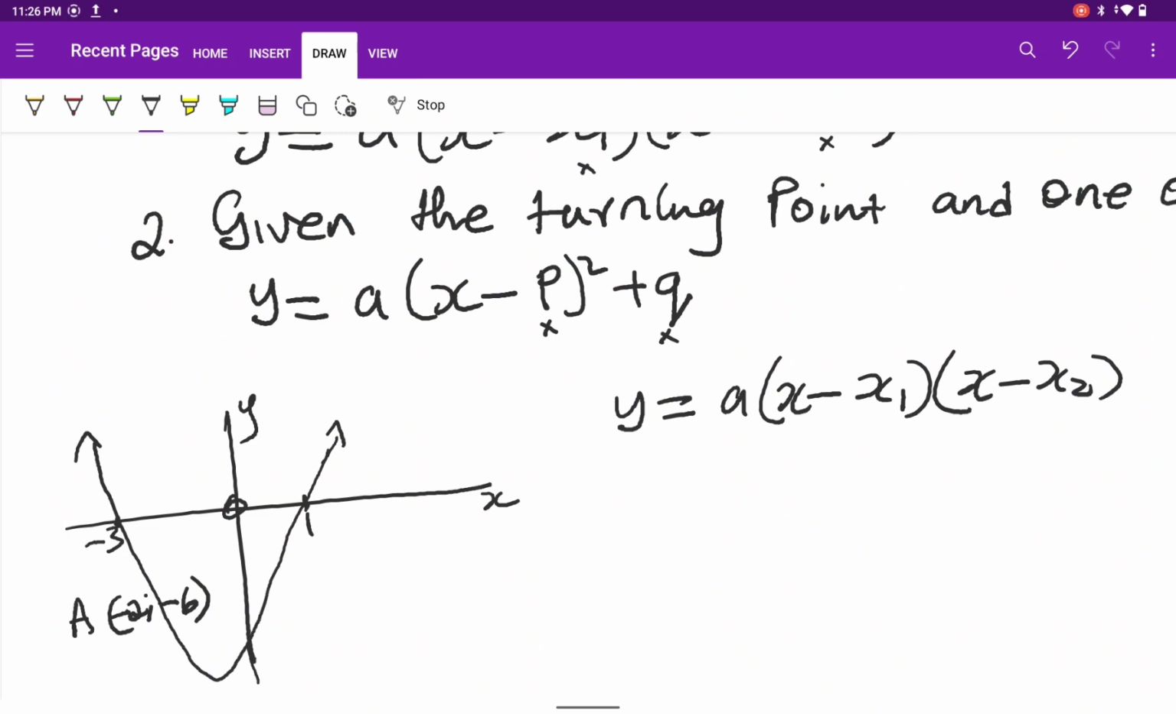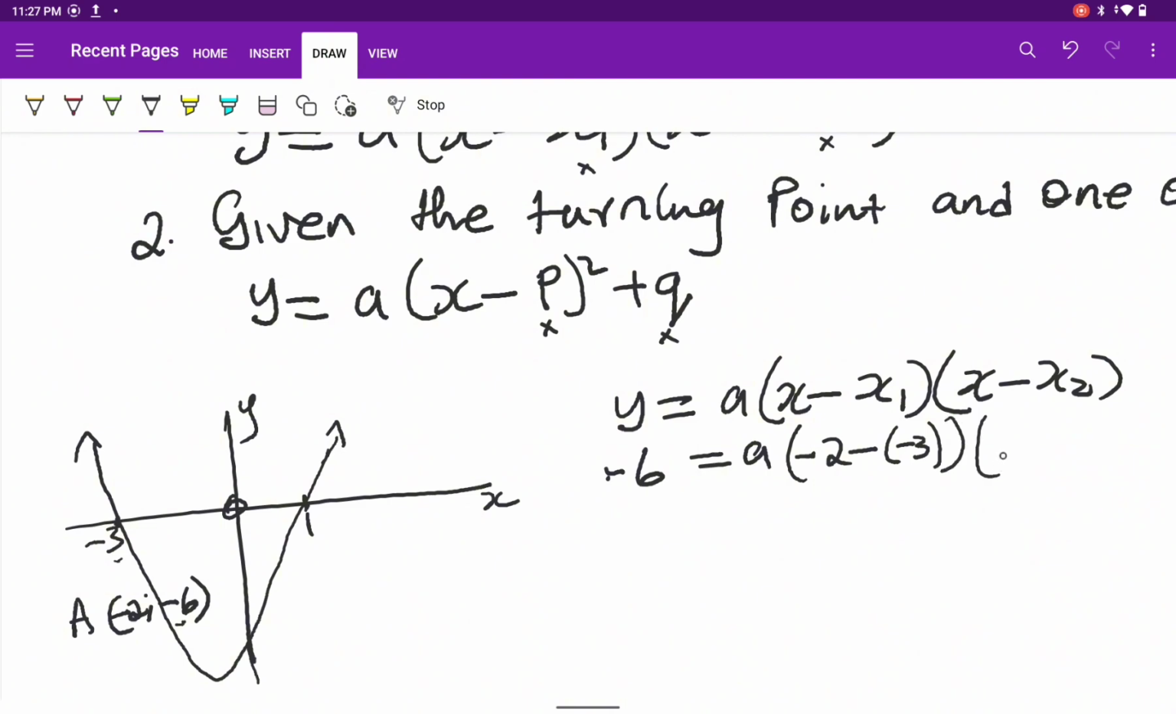So what we're going to do is substitute the point, with x and y. The y value, you can see, is -6. So y is -6, and A is what we are looking for, and then the x value is -2. Now the x-intercept, you can see the first one is -3, so we have a -3.